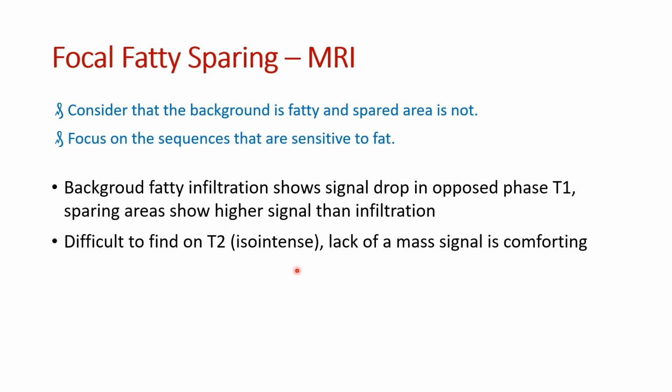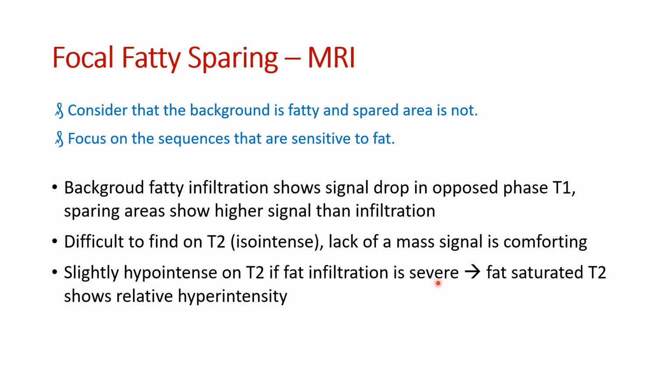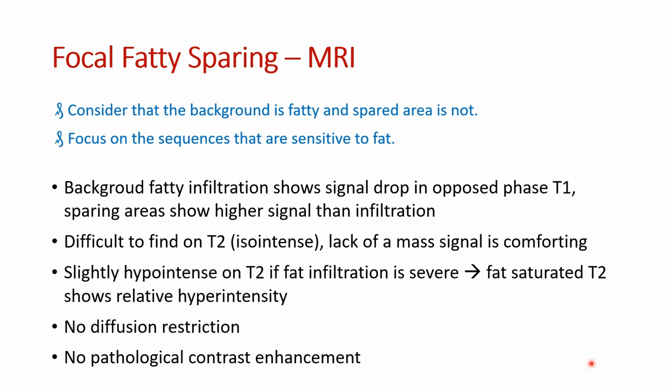They are difficult to find on T2 because most of the time they are isointense, but the lack of a mass signal is a comforting finding. If the fat infiltration is severe, then they may appear hypointense on T2, and fat-saturated T2 shows relative hyperintensity. Of course, no diffusion restriction and no pathological contrast enhancement.